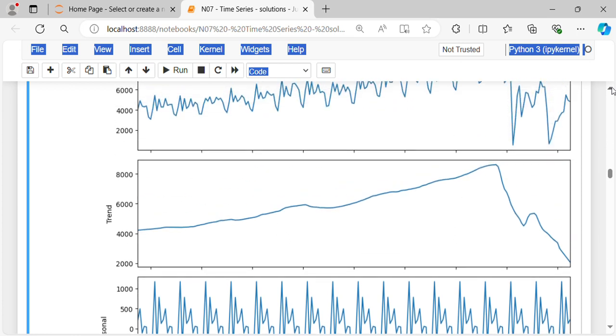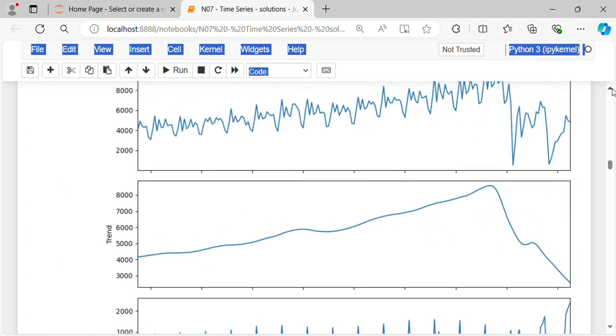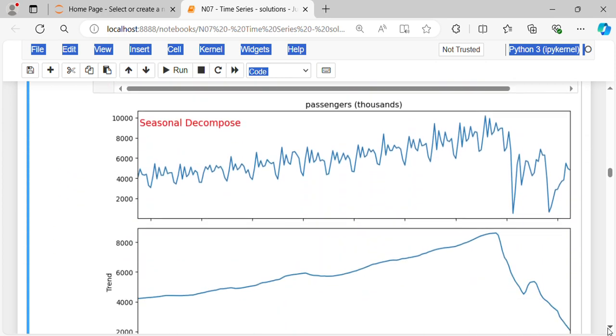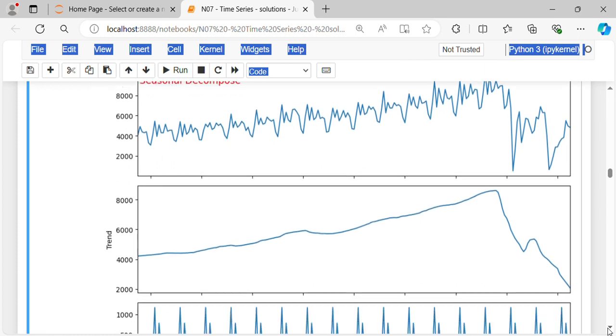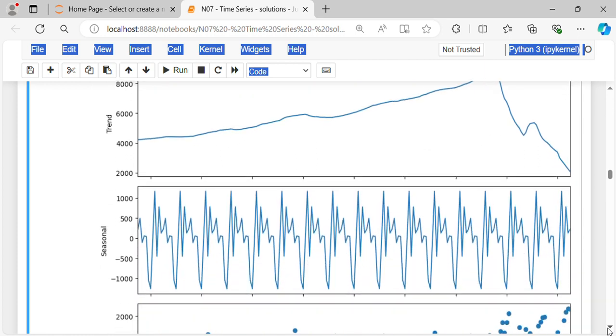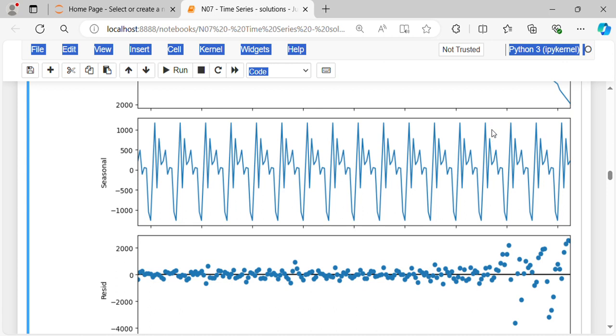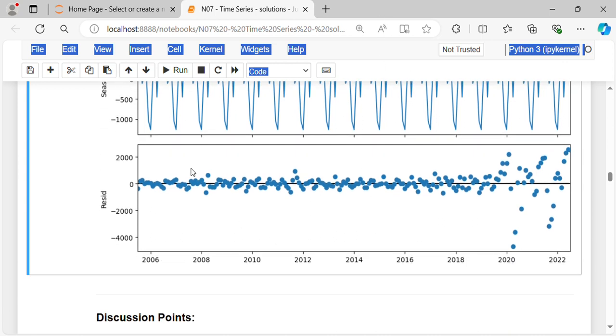But what about the trend? Looking at the trend, let's see if that shows some difference. No, it looks similar. So the only difference is in the seasonal, and in the residual there is a bit of difference as well, but the pattern is similar.